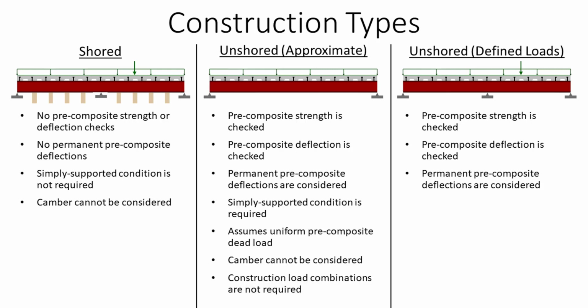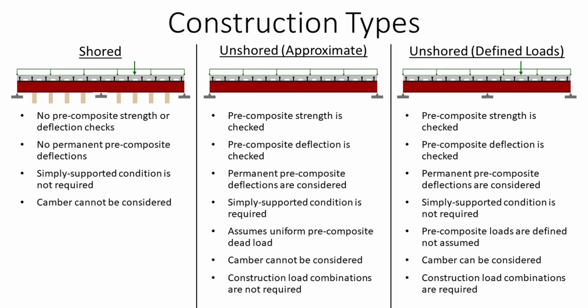For the unshored approximate construction type, a simply supported boundary condition is required, and the pre-composite dead load is assumed to be uniform. The magnitude of the uniform dead load is calculated based on the self-weight of the member specified in the model view and the weight of the concrete deck and permanent metal deck form defined in the design view. Also, camber cannot be considered. Construction load combinations do not need to be defined for this construction type.